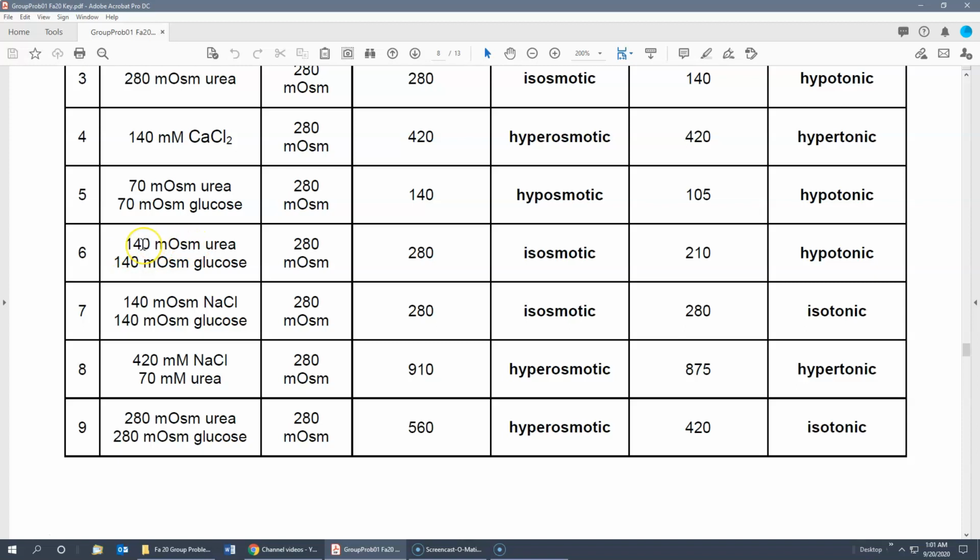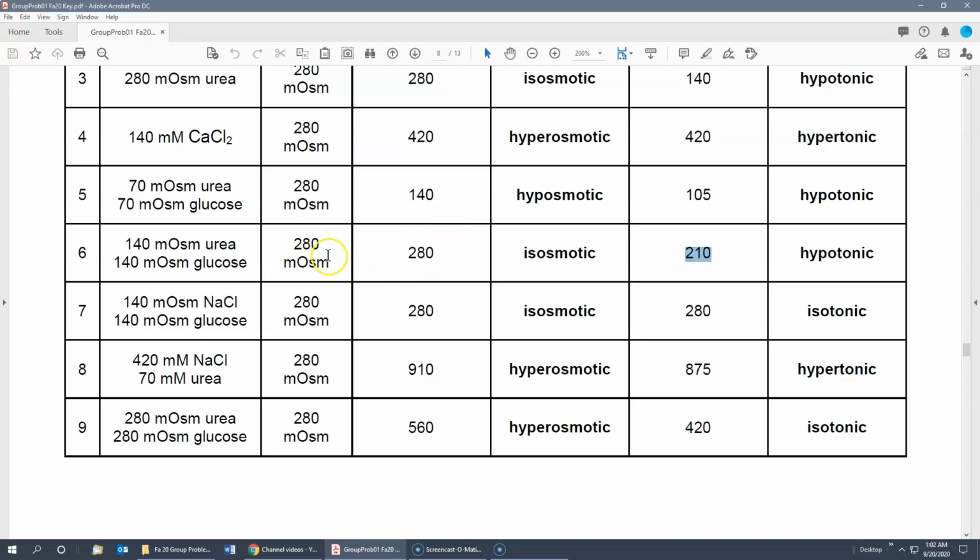So half of 140 is 70. So 70 is going to go inside the red blood cell and make it 350. We have to subtract 70 from this 280 because it went inside, so that leaves us 210 on the outside. So once we move urea, we're going to have 210 outside and 350 inside, because that's 280 plus 70.